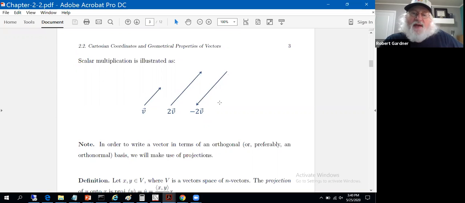All three of these vectors are linearly dependent. They're all scalar multiples of vector v. That's kind of the linear algebra importance of them. These two vectors, 2v and -2v, what's up with these?